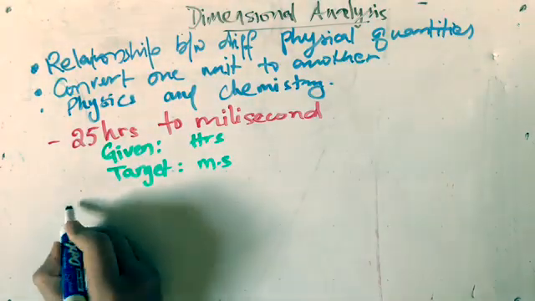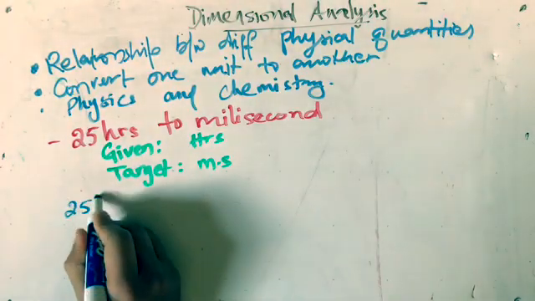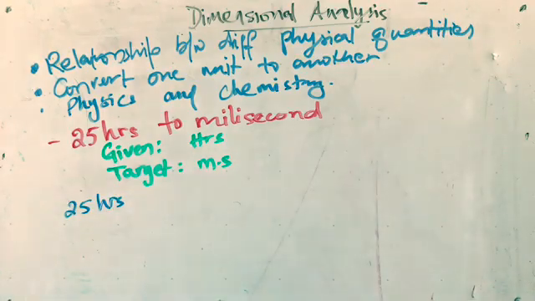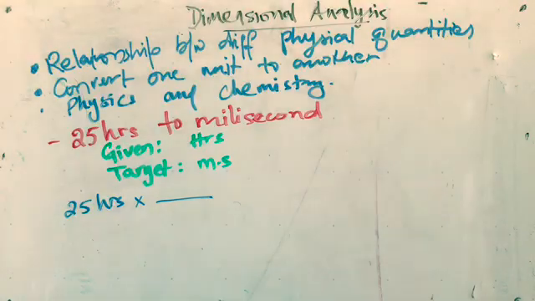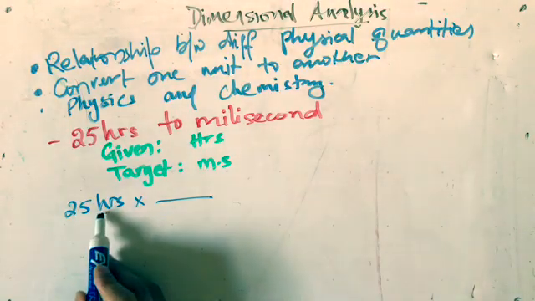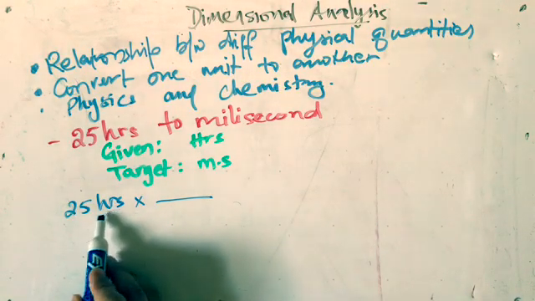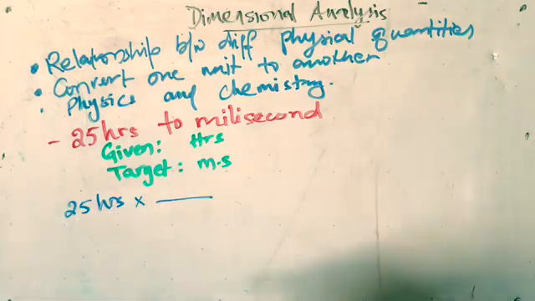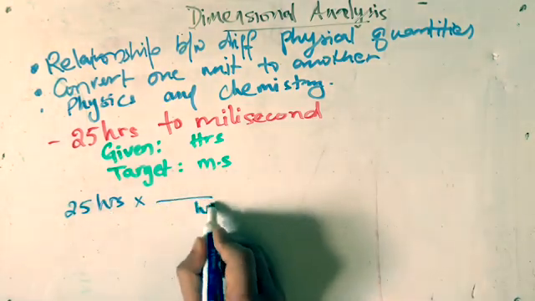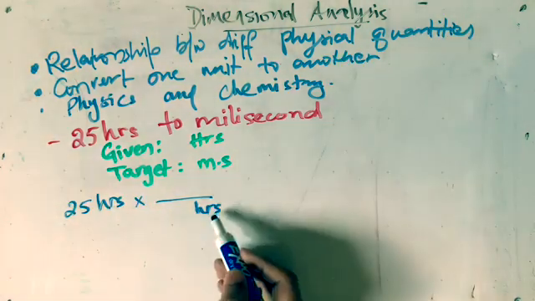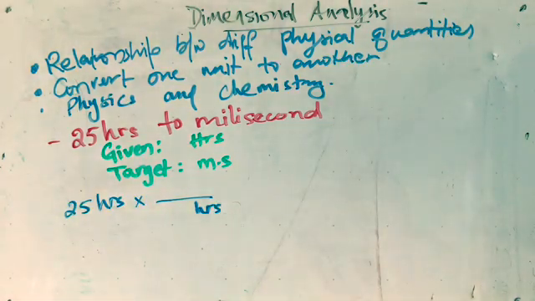So we have 25 hours. You always start with the given and then multiply, make a fraction, and whatever the given unit is, you want to get rid of that. So you put that at the bottom so that you can cancel it out. We have hours. Now what's the conversion that we know that has to do with hours?